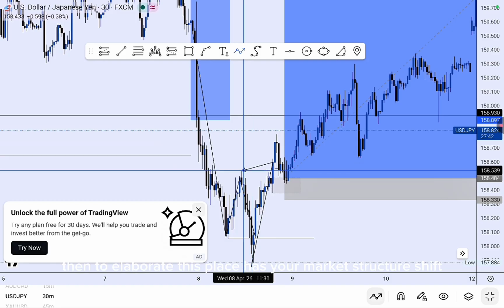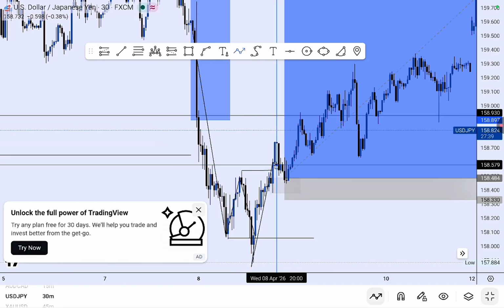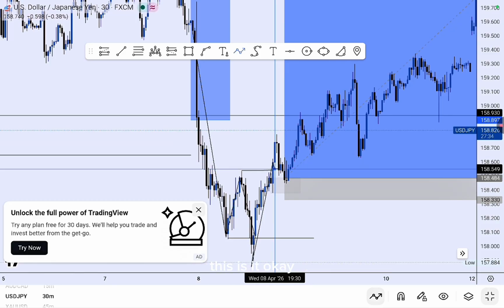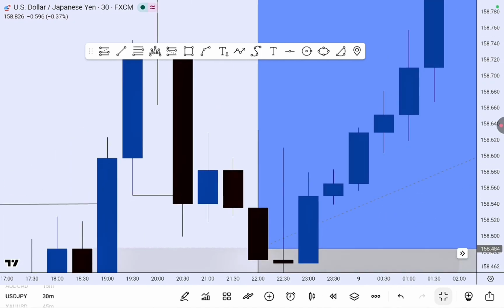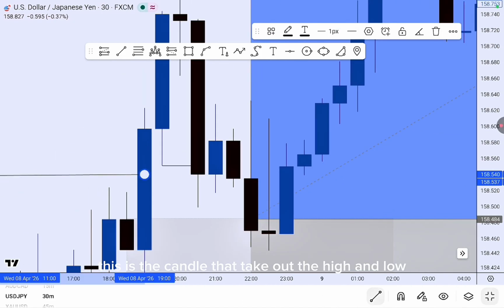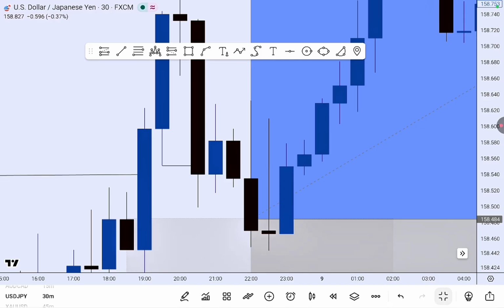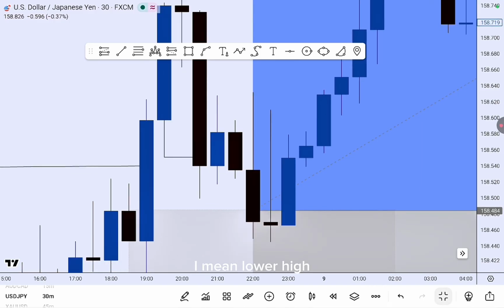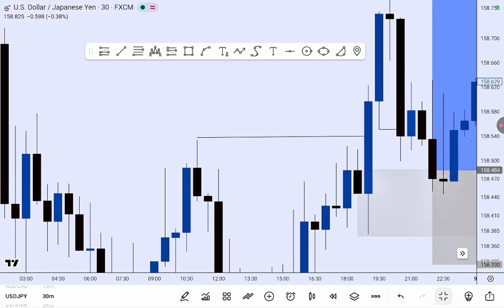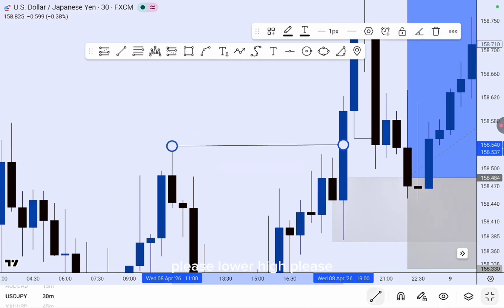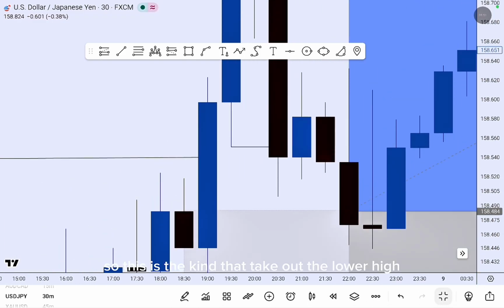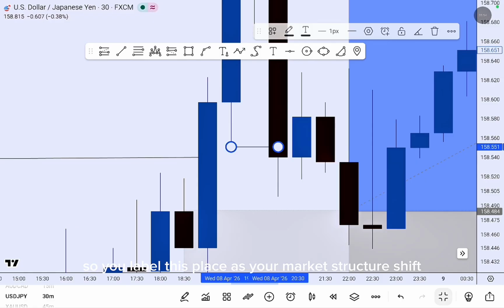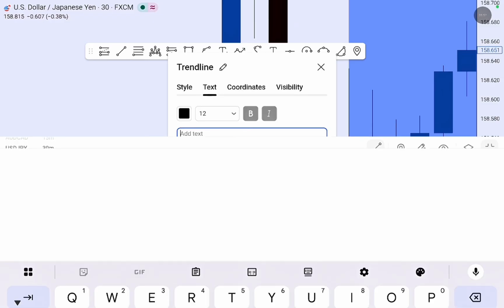And then they will label this place as your market structure shift. And this is the pullback I was talking about. Okay, let me zoom it. This is the candle that takes out the lower high. Lower high, please. So this is the candle that takes out the lower high. So you label this place as your market structure shift, MSS.